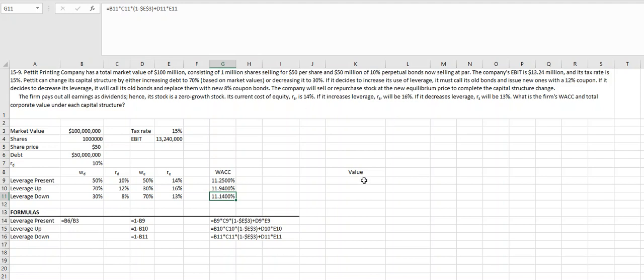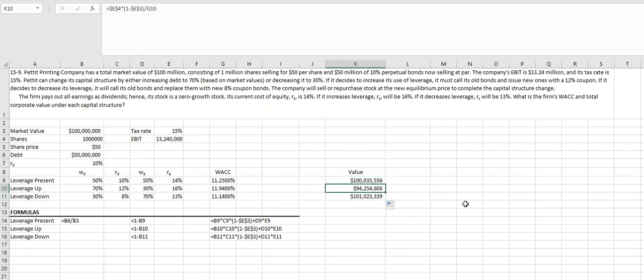So to get the value of the firm, remember value will be equal to the free cash flow divided by the cost of capital. In this case, to get the free cash flow, it's simply going to be the EBIT times 1 minus the tax rate of 15%. And then we'll divide that by the WACC under each of the given states. So we can see the value of the firm is right at 100 million. It's actually off slightly, but it's close enough for this example. Then all we have to do is drag down.